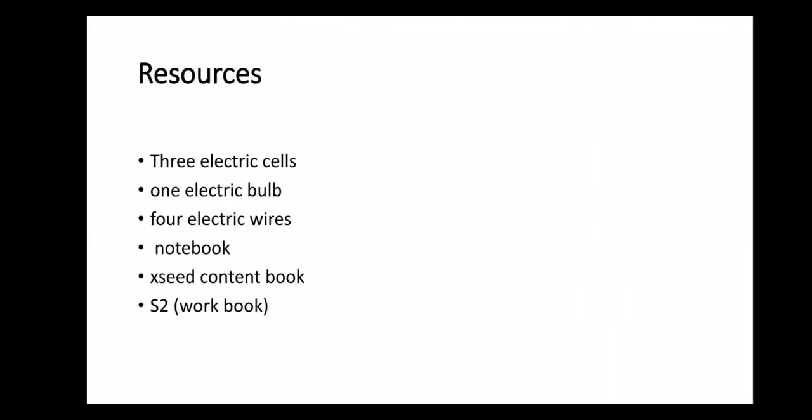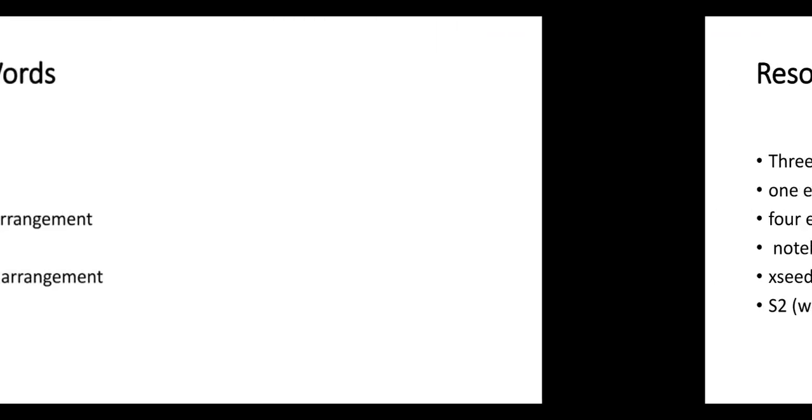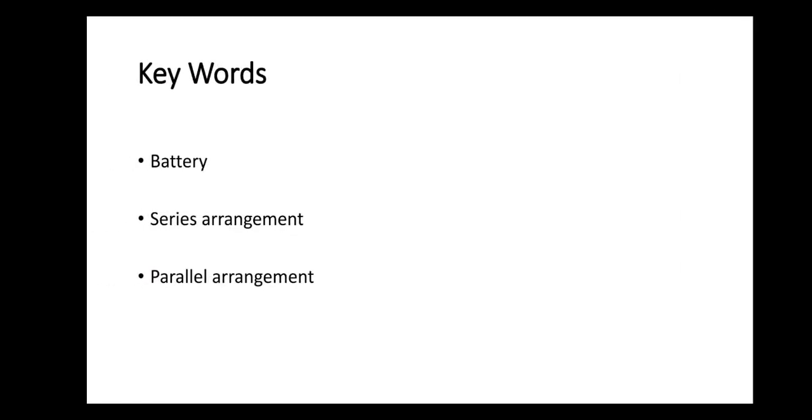The resources you require for this LP are 3 electric cells, 1 electric bulb, 4 electric wires, notebook, Exceed content book and S2 of your workbook. Here are some keywords: battery, series arrangement and parallel arrangement. You just write down these keywords in your physics fair copy, and in this LP you will understand the meaning of these keywords.